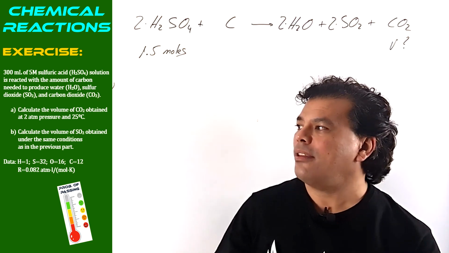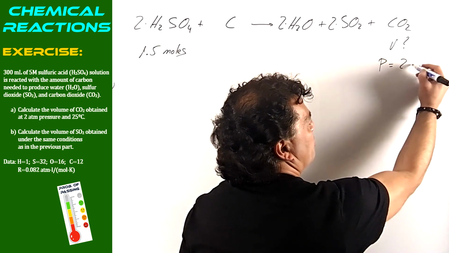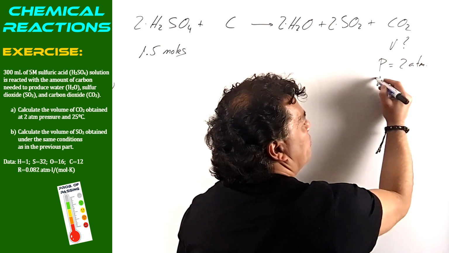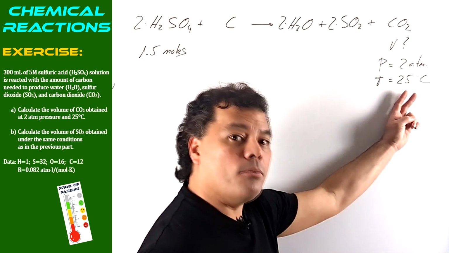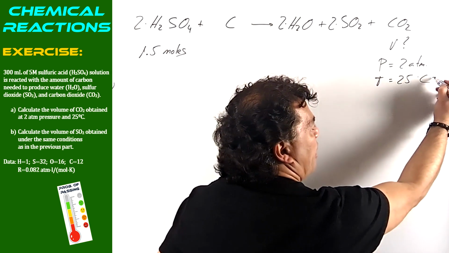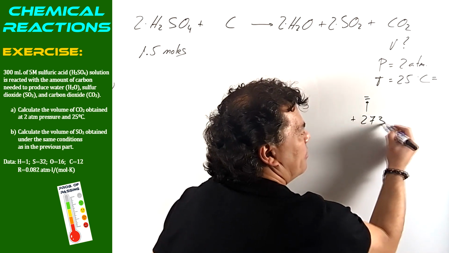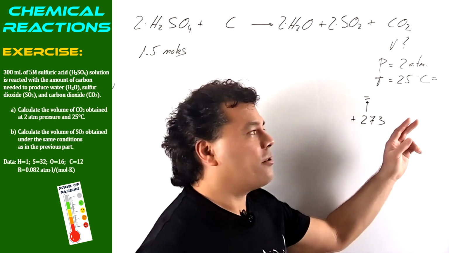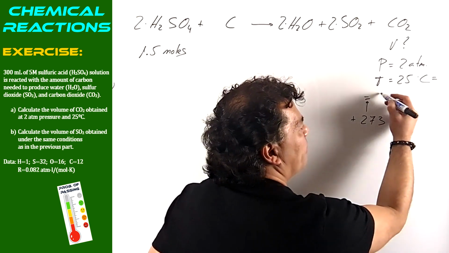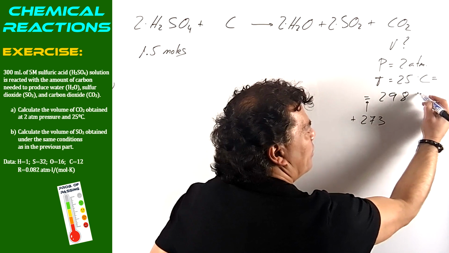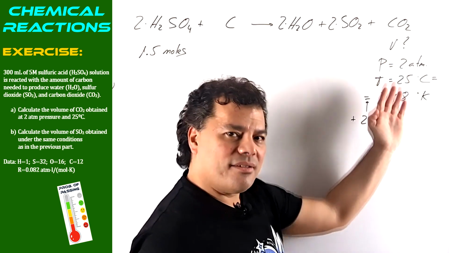that is obtained at 2 atmospheres pressure and temperature 25 Celsius degrees, that I'm moving to kelvins just by adding 273. And if you do with your calculator 25 plus 273, you will obtain 298 kelvins. And look at this data.